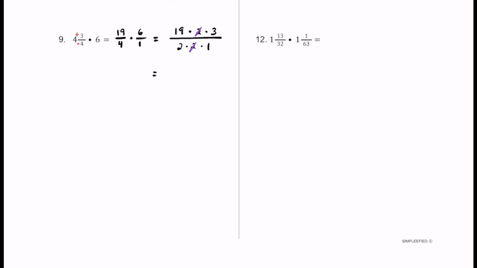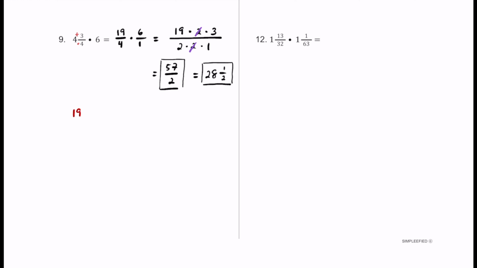And then on top, 19 times 3 is 57. On bottom, 2 times 1 is 2. So this would be the improper fraction version. And if you want to turn this into a mixed number, I think this is going to be 28, because 2 times 28 is 56 and a half. All right, cool. So these would be our 2 different versions of the same answer.